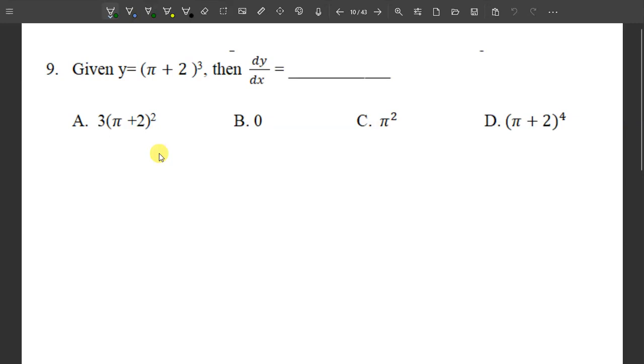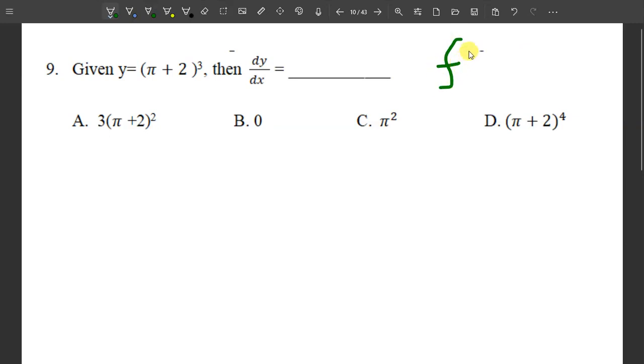Question number 9 is very simple but tricky. Here, given y is equal to (pi plus 2) the whole cubed, the power of 3. Then what is dy by dx, which means the derivative of y with respect to x? If you simply and quickly apply the rule of derivative, look at this one.